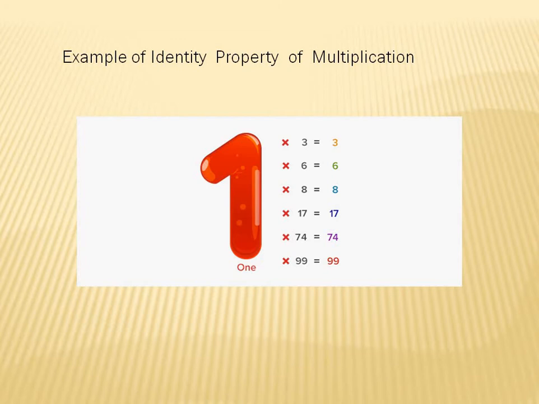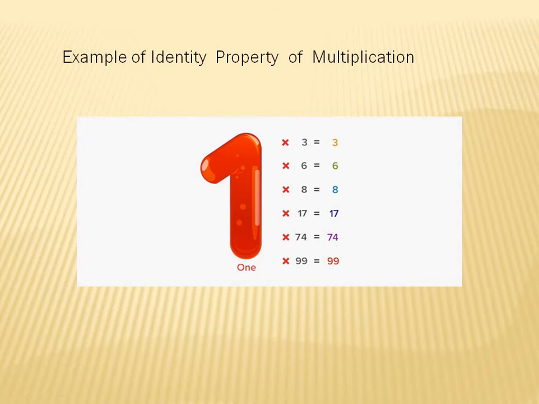1 multiplied by 3, the product is 3. If 1 multiplied by 6, the product is 6. If 1 multiplied by 8, the product is 8. If 1 multiplied by 17, the product is 17. If 1 multiplied by 74, the product is 74. If 1 multiplied by 99, the product is 99. If you multiply 1 with any number, the identity of that number will remain the same. That is why it is called the identity property of multiplication.